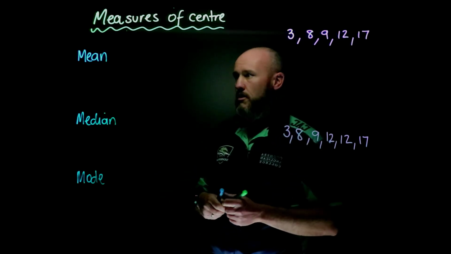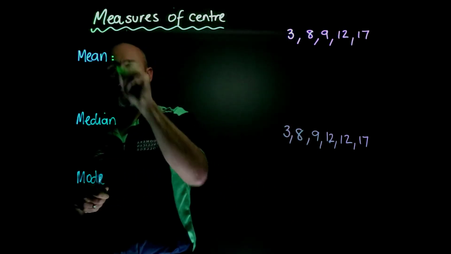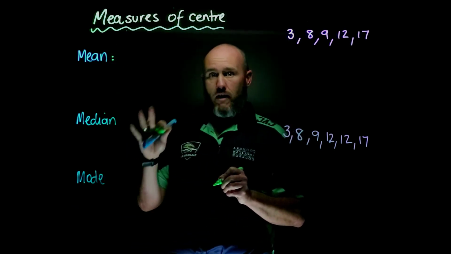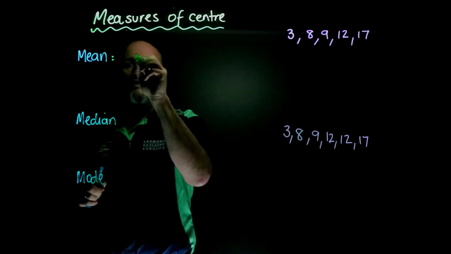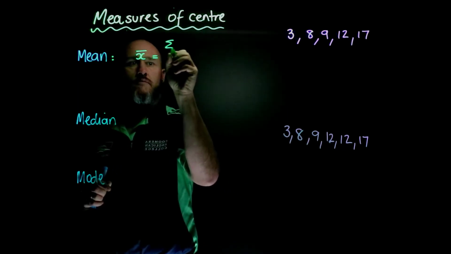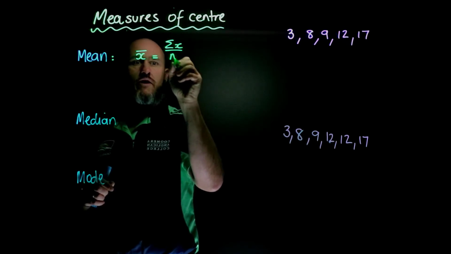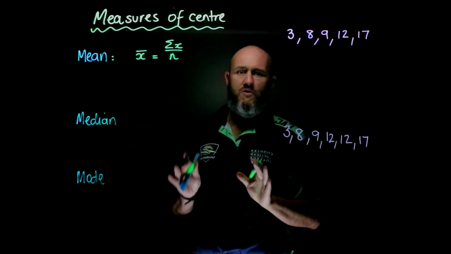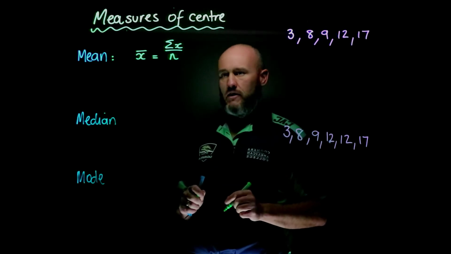So first of all, the mean. There's a couple of things we need to know about the mean. And the first one, and the main one, is to calculate the mean, we just need to do x bar is equal to the sum of x over n. Now, before you fall off your seat, let me explain a couple of things.